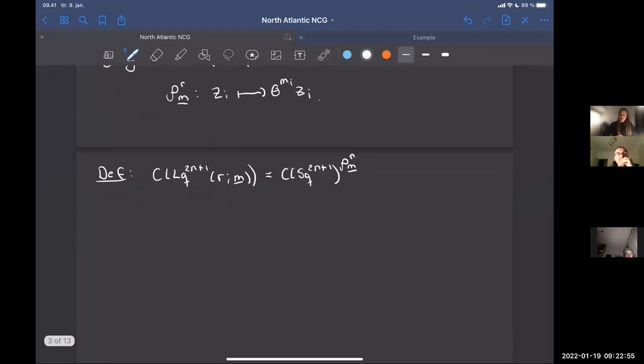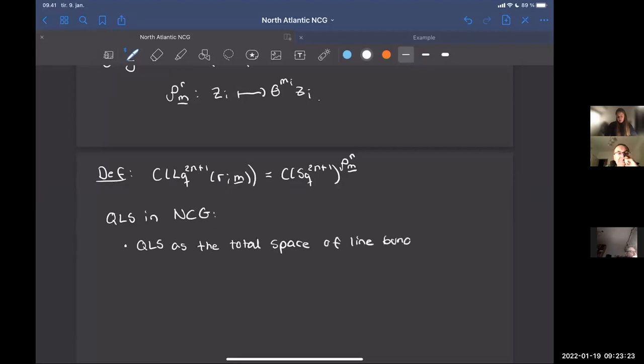So now just a very quick remark that these quantum lens spaces actually show up in non-commutative geometry. So there has been some work by various researchers on these quantum lens spaces as the total space of some non-commutative line bundles, where the base space is a complex projective space or weighted projective spaces. And here the K-theory has been computed using the structure as a line bundle.